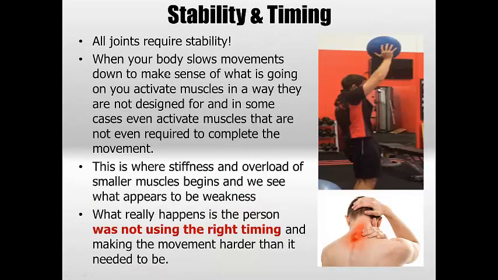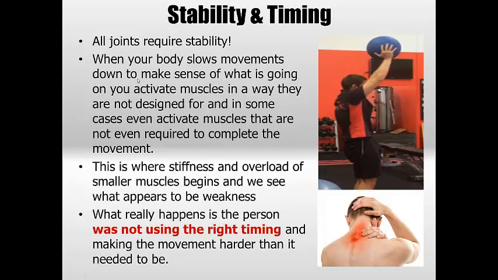All joints require stability. So when your body slows movement down, it's to make sense of what's going on, and you activate muscles in a certain way that they're not designed for. And in some cases, you may activate muscles that are not even required to complete the movement because the timing is too slow. For example, lifting things up slowly when you should have lifted up quickly, especially rotational movements, a big one on this. You now start to incorporate muscles that would never have seen that work, and now they will stiffen up and begin to work in a movement that they were never needed for, because you should have moved through it quickly and they wouldn't have seen it.